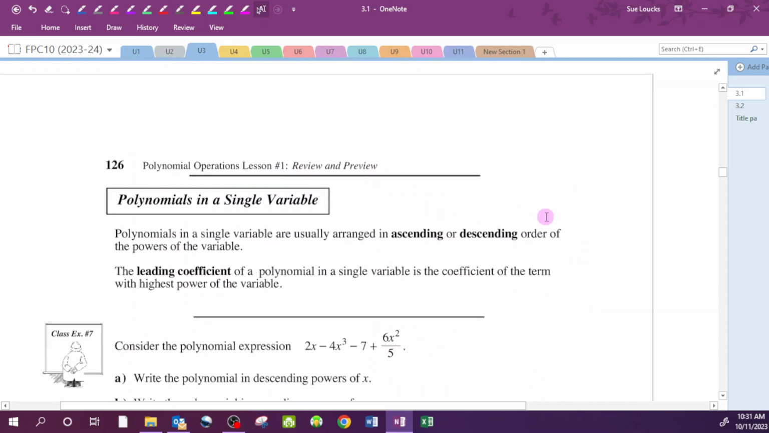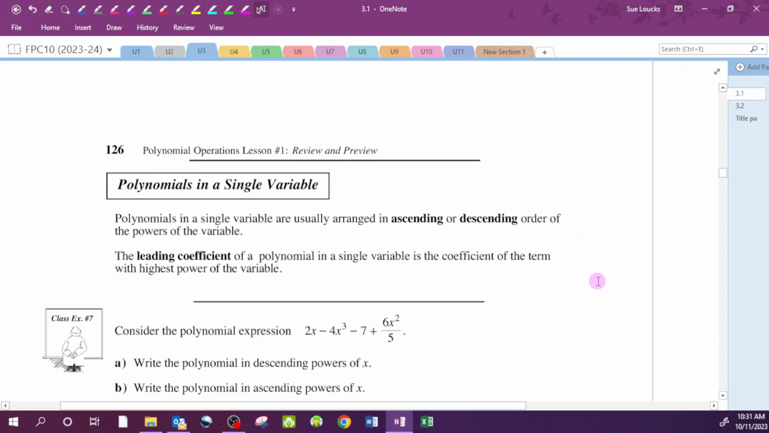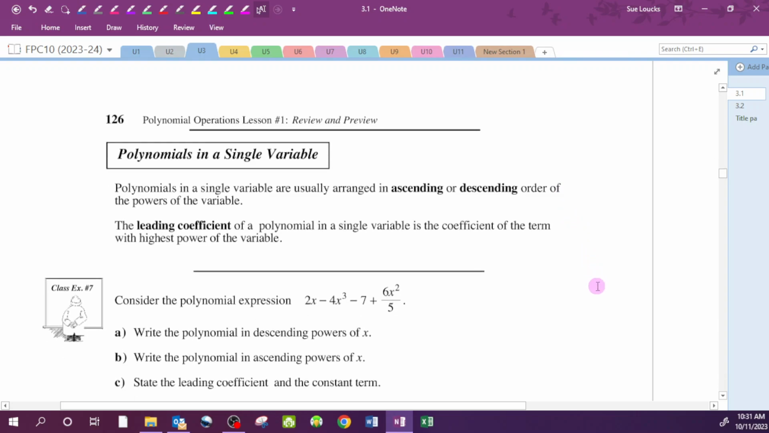When we have polynomials that have a single variable, we usually arrange them in descending order of the power of the variable. So in this example, we're going to do this in descending order. So the highest degree is this one, so this would be minus 4x cubed. Then if we have something with a square, it's this, and that's going to be plus 6x squared over 5, and then plus 2x, because there is an invisible plus out here, and then minus 7. So that's it in descending powers of x.